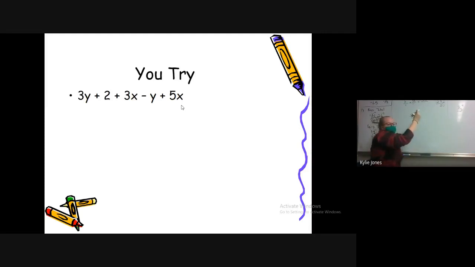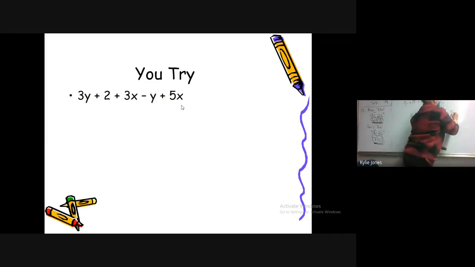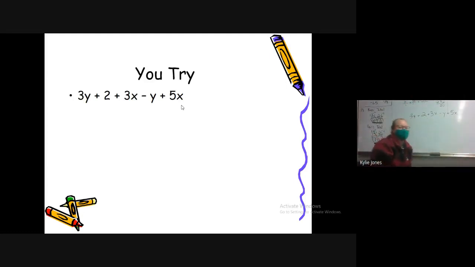Okay, we have 3y plus 2 plus 3x minus y plus 5x, right? All right. So let's talk about this in terms of like terms. We need to find the ones that we can add or subtract together. So let's start with 3y. Is there a term that I can add or subtract with 3y? What is it? The like term. So which one's the like term? The y. You need to look for another y, and you take the sign in front of it.